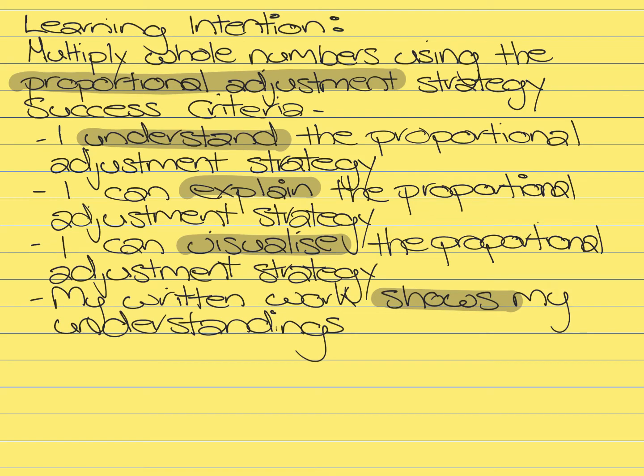Alright guys, so what we're working on today is the learning intention of multiplying whole numbers using the proportional adjustment strategy. Big words, but not a tricky thing to do. Remember though that these strategies that we're working on lately, so the rounding and compensating and the place value strategies that we've done so far, they're all about mental strategies, okay? So we're working on our mental strategies to multiply numbers, and today it's working on proportional adjustments.